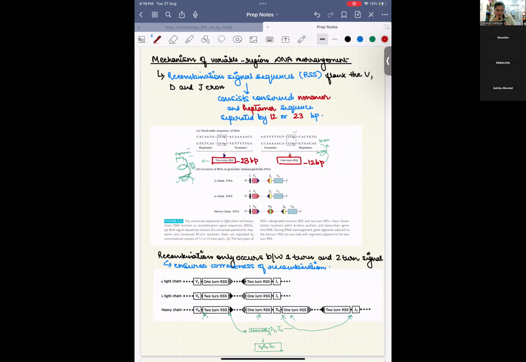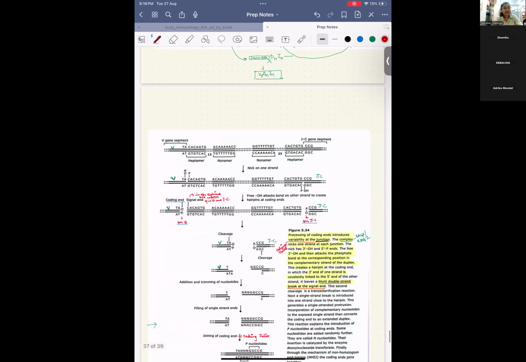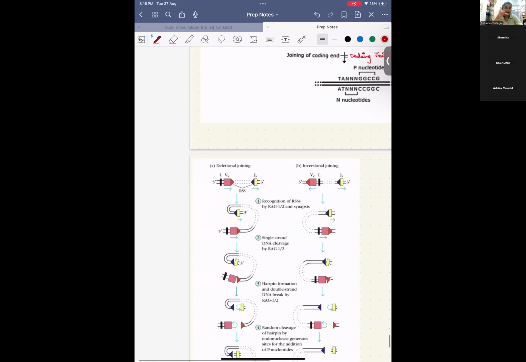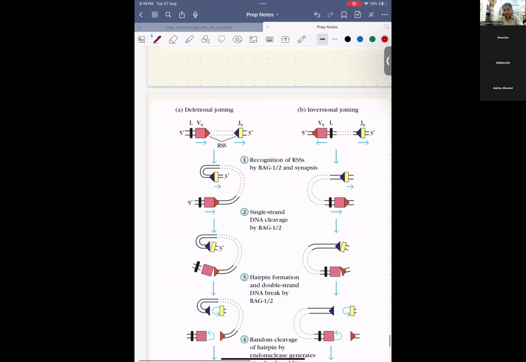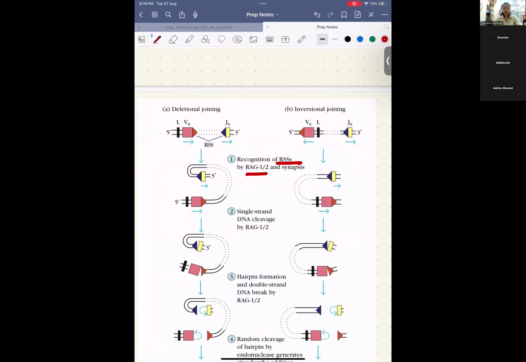These have nothing to do with the turns or the coiling of the DNA. The RSS, when we talk about this mechanism, is a site that is recognized by the RAG1 enzyme. The recognition of RSS is done by RAG1 and RAG2. First we have this RSS, which is present in between the V and J segments. The RAG enzyme comes and binds to this RSS, RAG1.